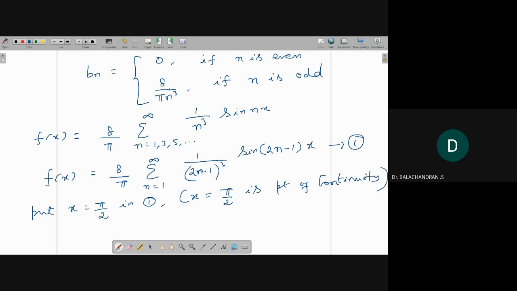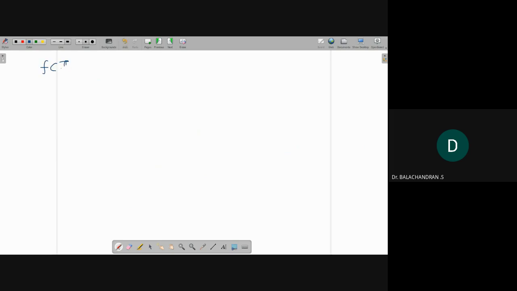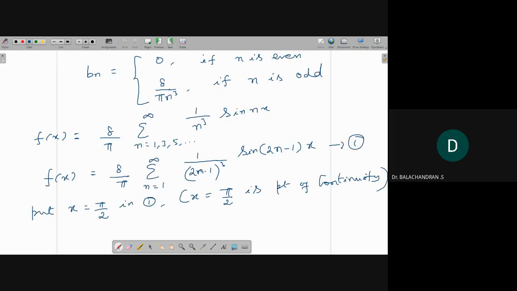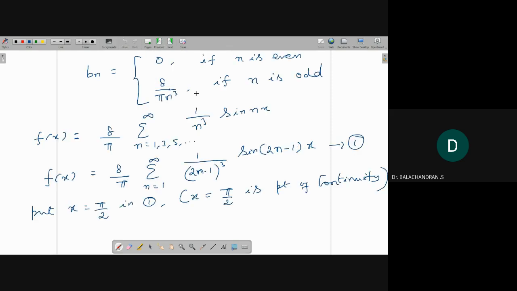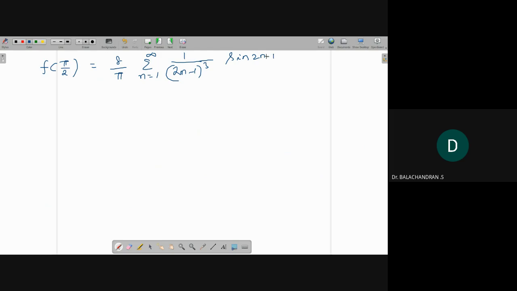So f of pi by 2 is equal to 8 by pi times the summation n equal to 1 to infinity of 1 by (2n minus 1) whole cube into sine (2n minus 1) into pi by 2.